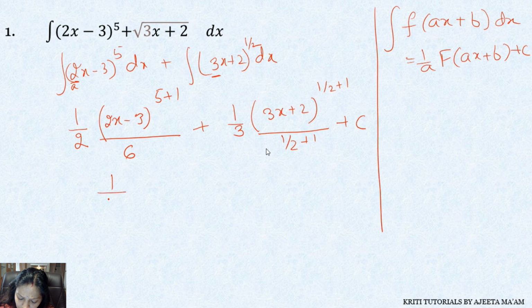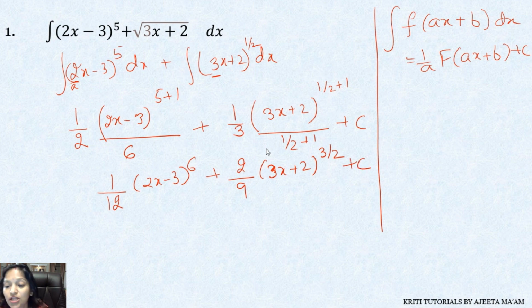Let's simplify a little bit. So 1 upon 12, 2x minus 3 raised to 6. And here we get 1 upon 3, and then here we get 2 upon 3 also. So 3 3s are 9. So here we get 3x plus 2 raised to 3 by 2. This is how we solve this question using the basic property of integration. This is the first property. We'll be doing a lot of questions in this lecture based on this property, so this should be very well clear to everyone.